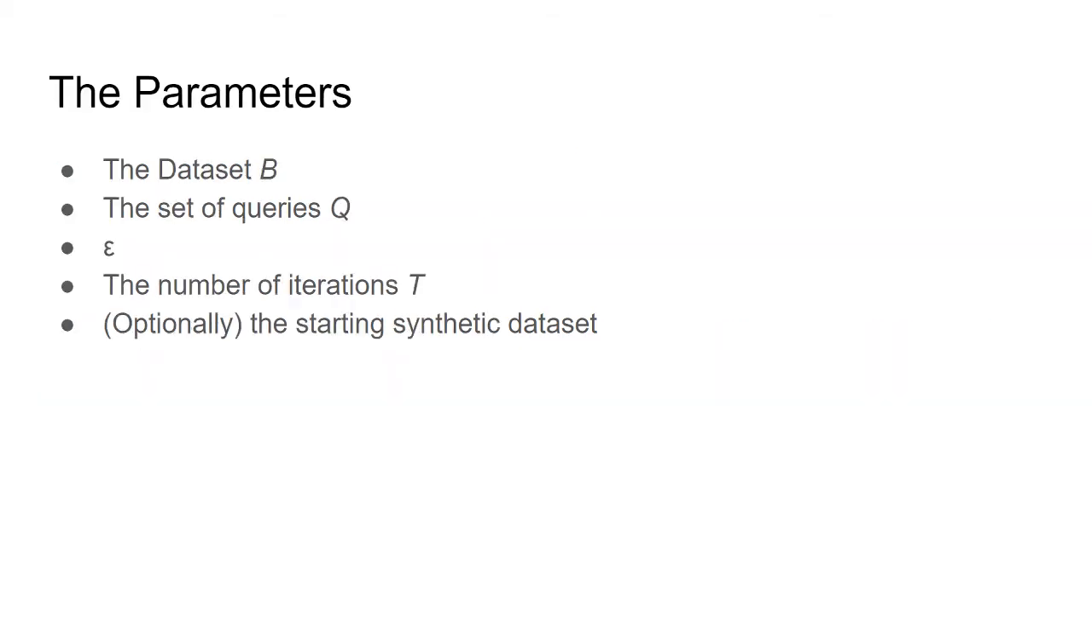There are 4 required parameters and 1 optional parameter for this algorithm. There's the dataset we want to approximate. This is our non-DP target database. There's the set of queries. There is epsilon, and then there's the number of iterations we're going to be repeating this process, because it is an iterative process. And then there's the optional one, which is the starting synthetic dataset. If you already have a DP dataset we want to improve, we can input it. Otherwise, it's just going to create a constant one in order to get started.